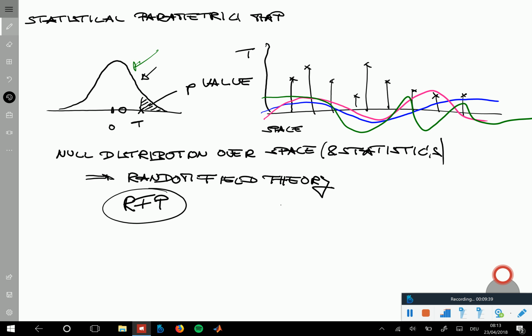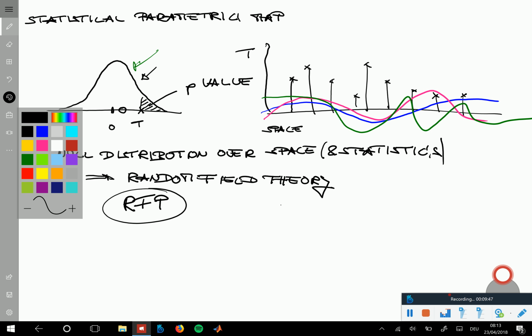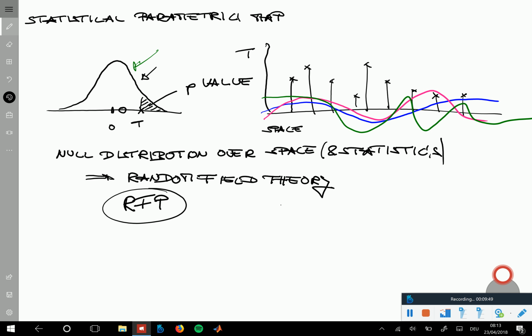And then one can use this probability distribution over these functions over space, which you actually don't see in the figure, but you can use the analytical knowledge to then assign p-values to these t-values, to all of the t-values. So that's the very basic motivation to now study random fields and learn about random fields. Yeah?